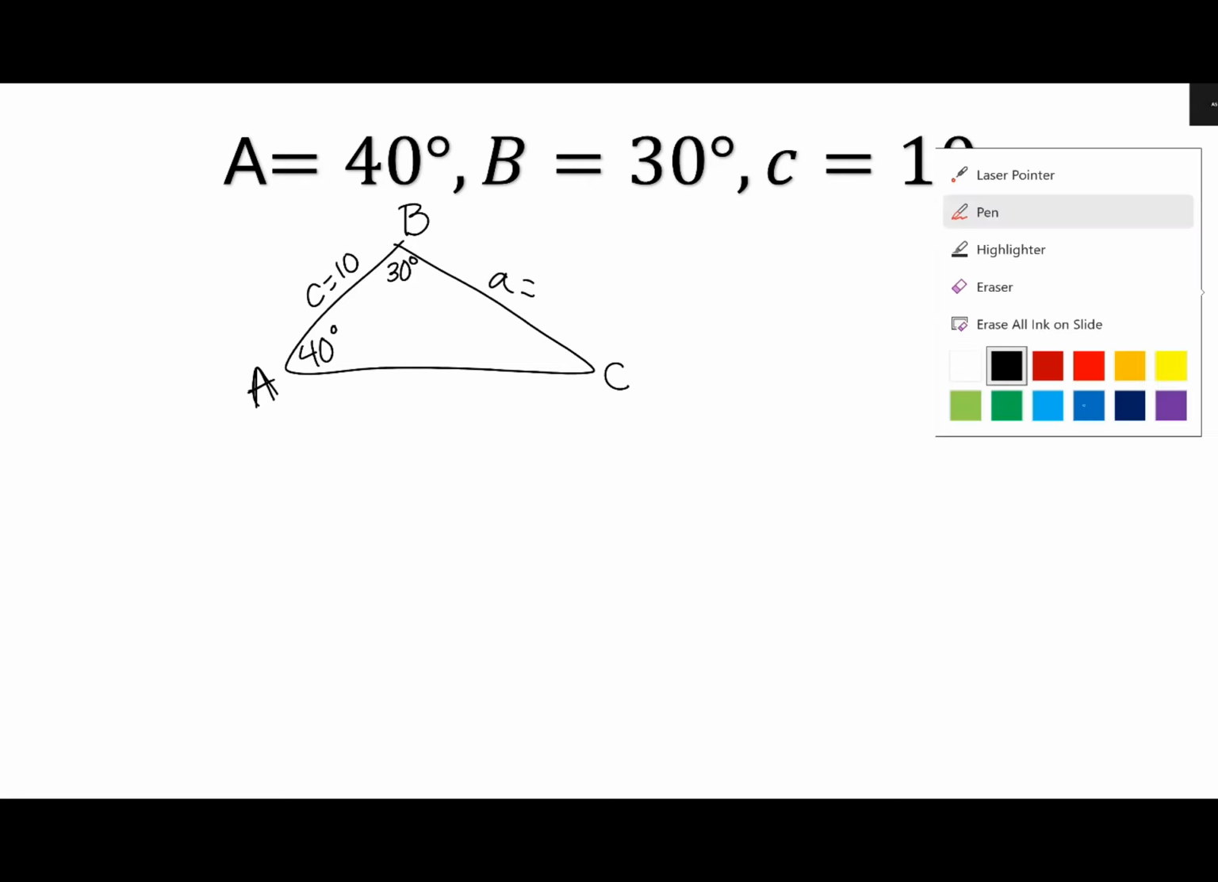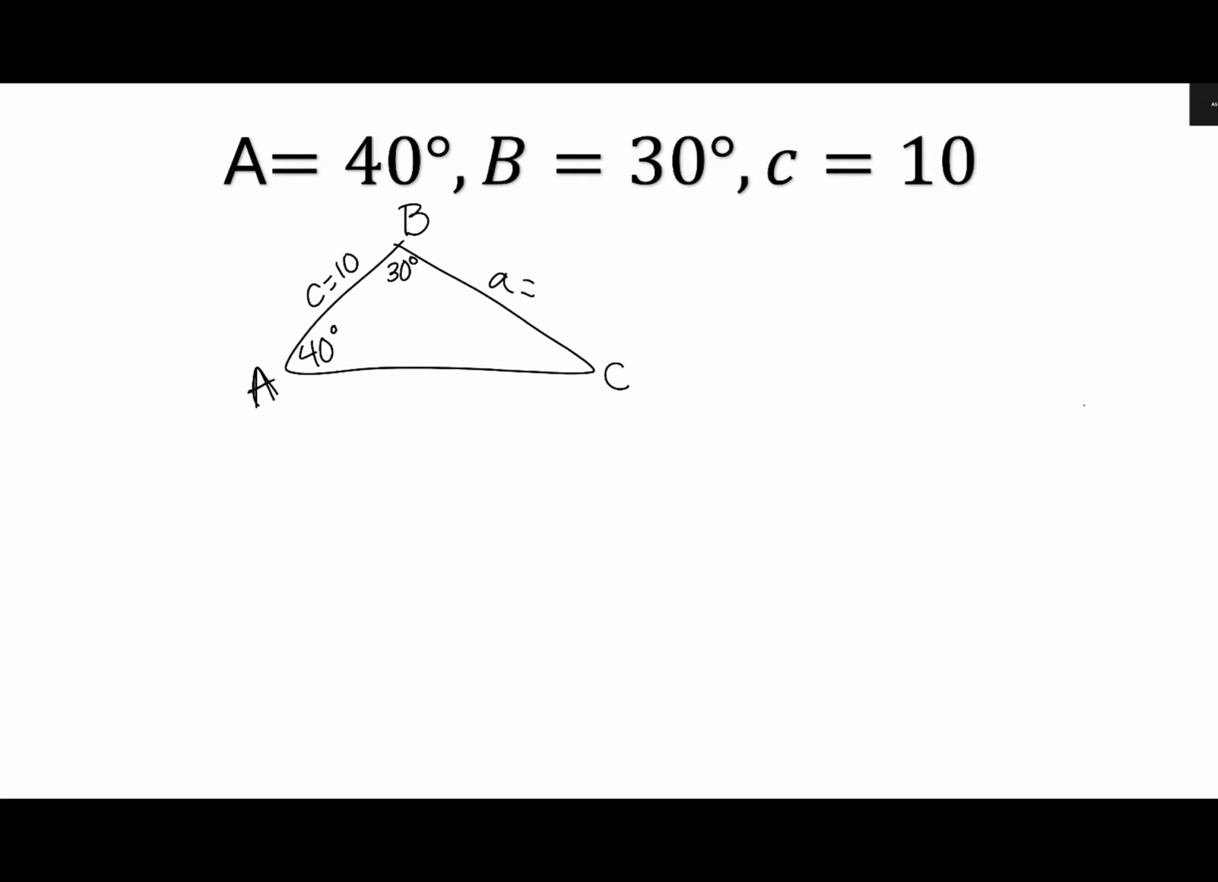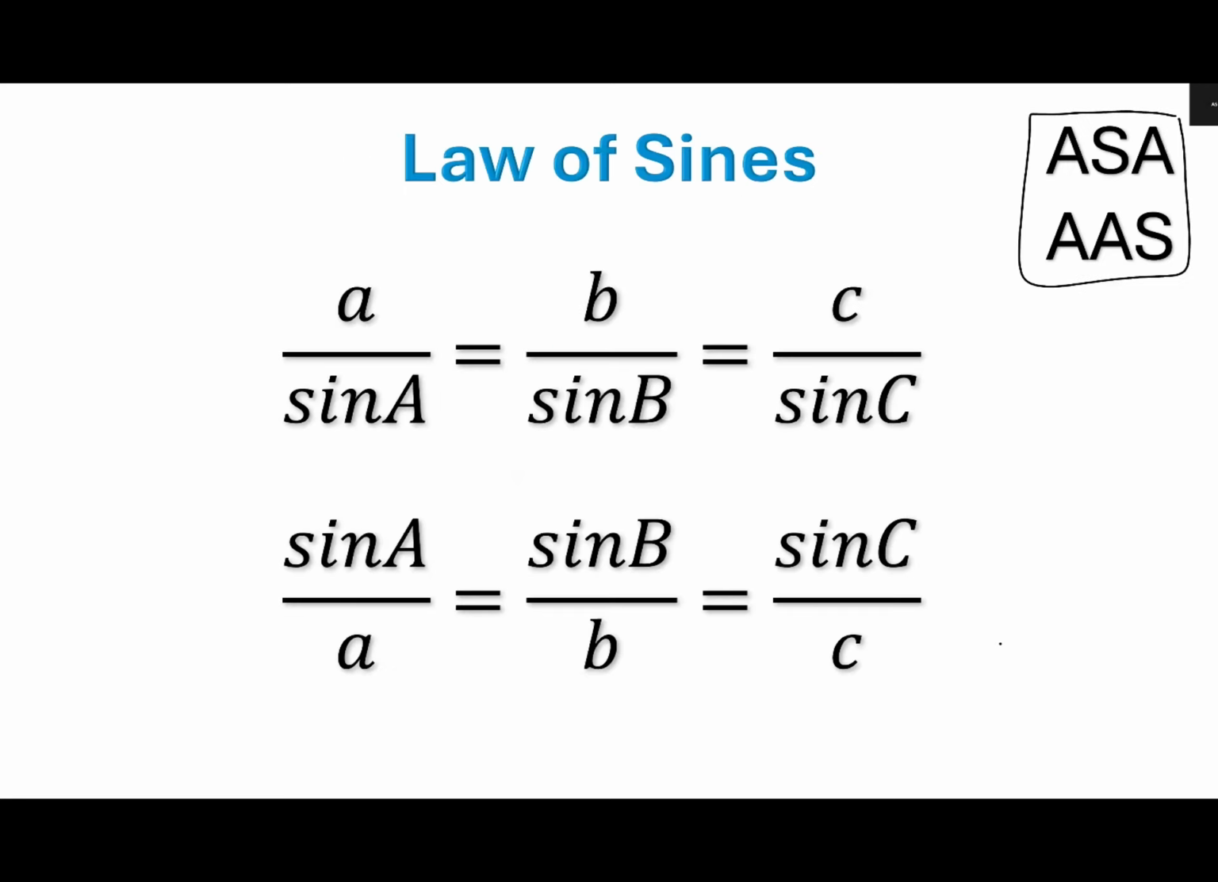All the angles of a triangle add to 180. So if I subtract 40 and 30, I'll get 110 degrees, which is this angle right here. So I found angle C. Now, using the law of sines, I can use either of these. These mean the exact same thing. This first one, they put the sides on top and the angles on the bottom. And this one down here, they just put the angles on top and the sides on bottom. They're still the same ratios.